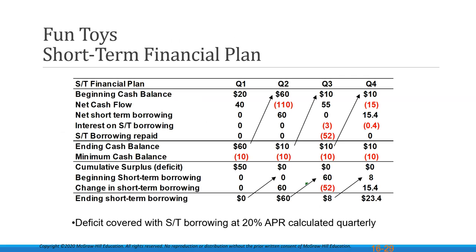So looking at this short-term financing, we're going to have to take out short-term financing at 20% APR calculated quarterly. So we begin short-term financing in Q3, and then we have to pay it back. We still have, where it shows the change in short-term financing, what we pay back, and our interest.